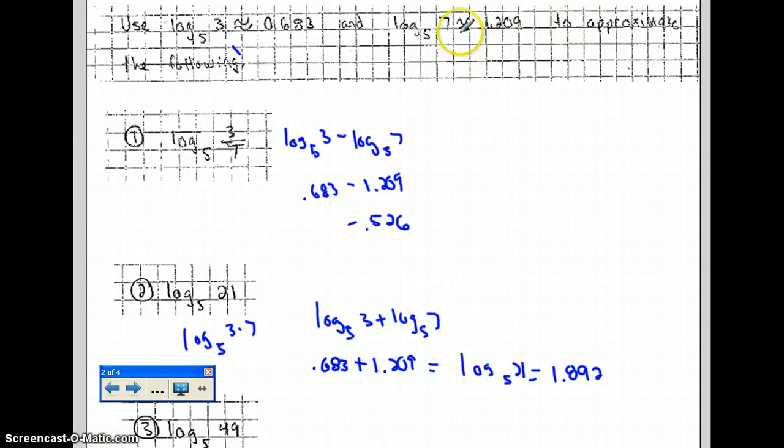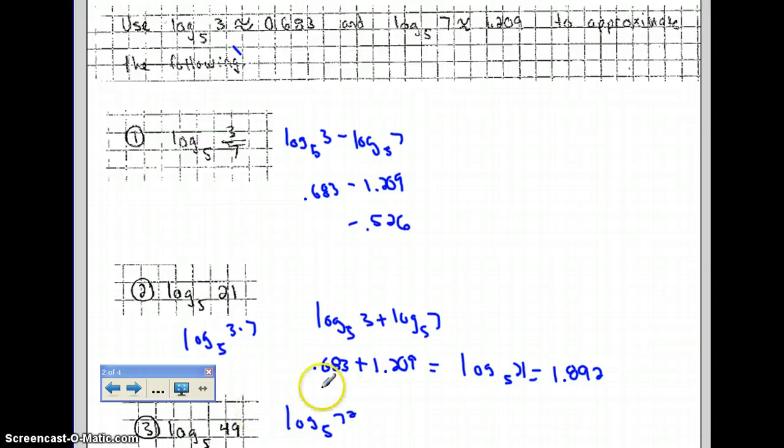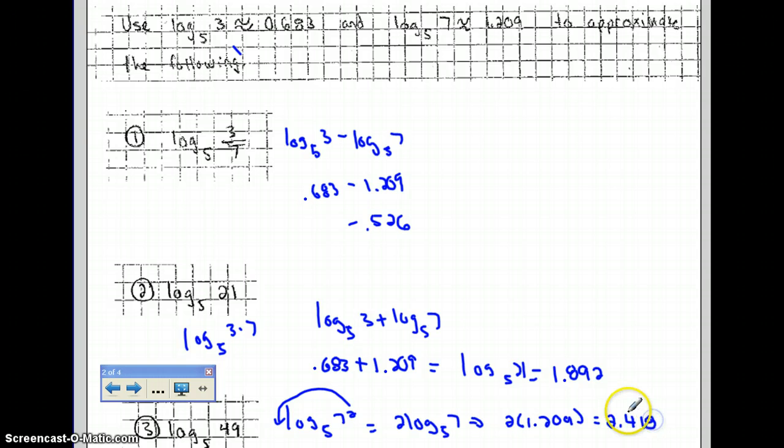Now this last one, number 3, I see log base 5 of 49. Well, how can I get 49? I know it's the same thing as me saying log base 5 of 7 squared. All I'm doing is looking at, hey, how can I use the 3 and how can I use the 7 to get that 49 I'm looking for? Well, I have that square, so that means I can bring this 2 in front of everything. So that's the same thing as saying 2 log base 5 of 7, which is the same thing as me saying 2 times 1.209, which is equal to 2.418. Okay? So I want you guys to try examples 4, 5, and 6, and we'll talk about those tomorrow.